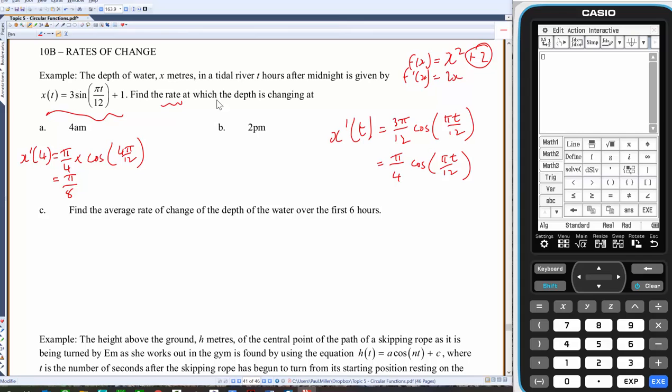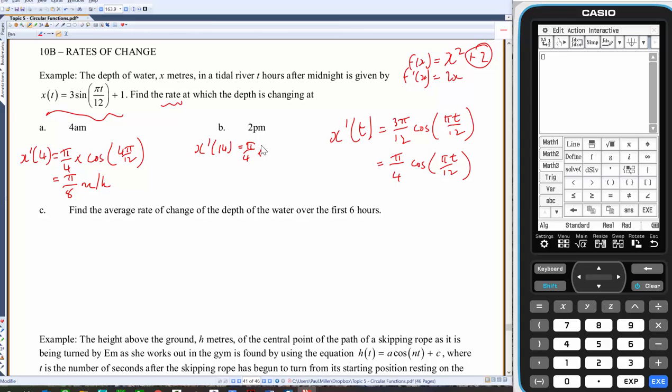Now, because it's a rate, we've got to give a unit because it's an applied thing. So we're going to say pi on 8 meters per hour. All right, this time we're going to bang 2 in, and that's going to be how many hours after midnight? That's going to be 12 plus 2 is 14. So we're going to do x dash 14.